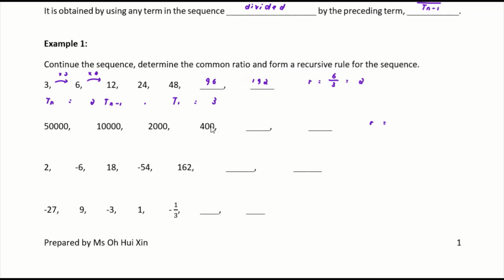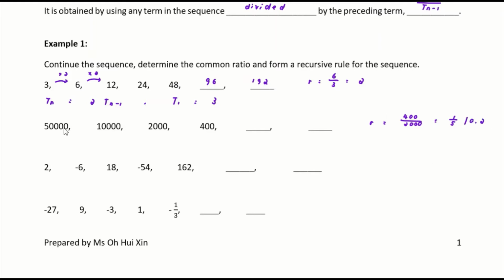So maybe this time we try to get 400. So 400, I use it to divide the previous term, which is 2000. So from here, I'll be able to get 1 over 5. Okay, so you see it makes sense, right? Divide by 5 actually means multiply by 1 over 5. Or in other words, you can also multiply by 0.2 as well.